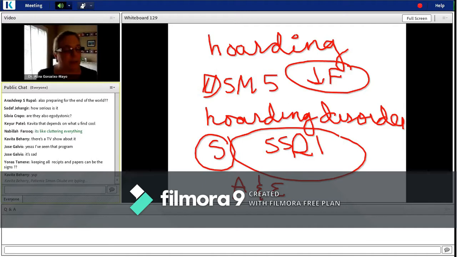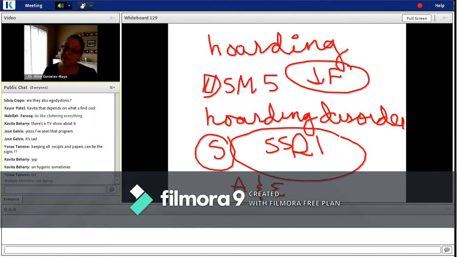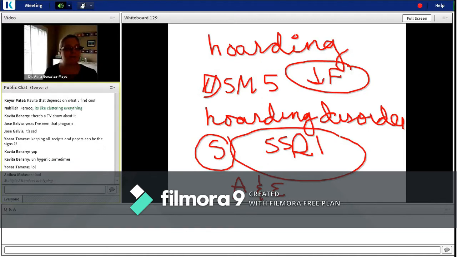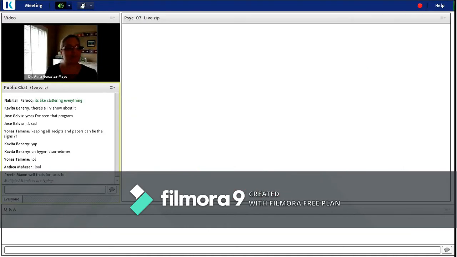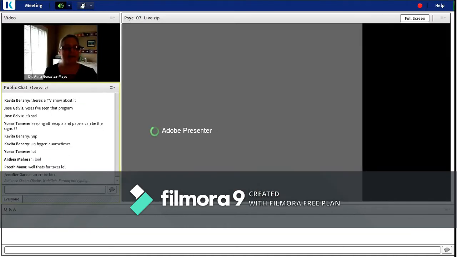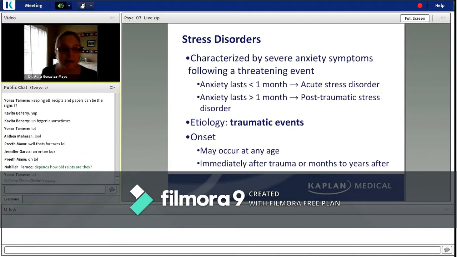Keeping all receipts and papers can be signs. It all depends how many receipts and papers you have. I think for taxes, you're only supposed to keep things for like 7 years. But if you have things for 100 years, you've got a problem.